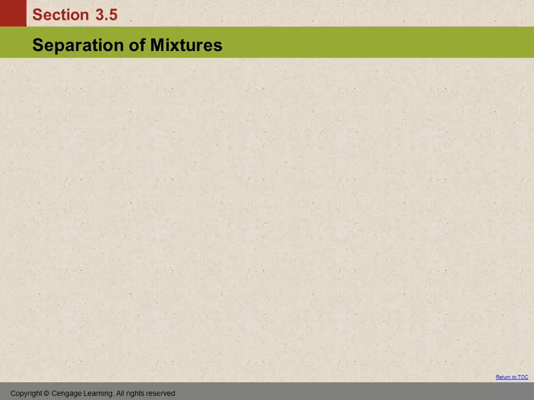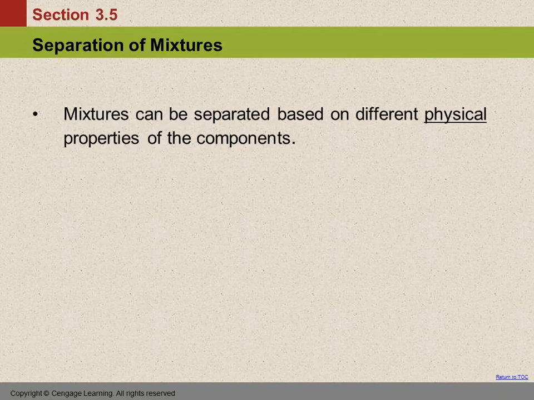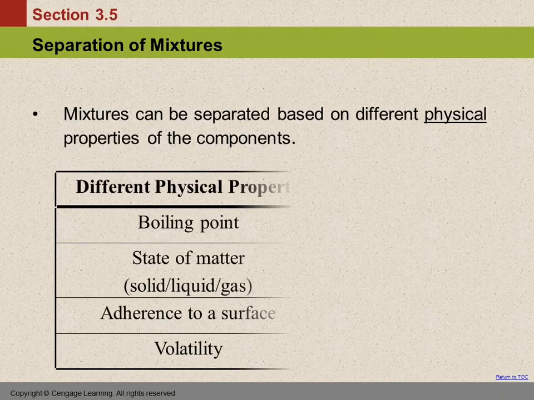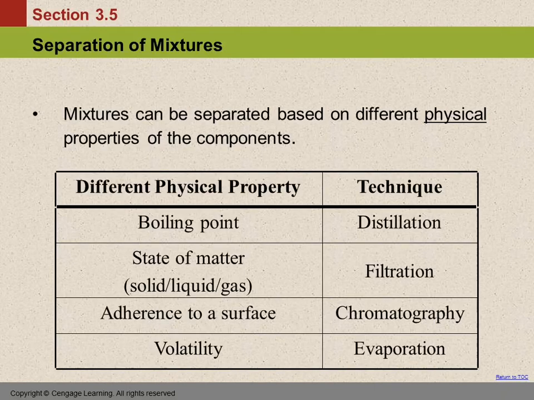So mixtures, because they have two or more different substances, can be separated. And mixtures are separated based on differences in physical properties of the components. This could be things like solubility or boiling point, the state of the matter. So like the sand and water. The water and the sand are in different states, right? The water's a liquid, the sand is a solid, and so that can be separated by filtration.